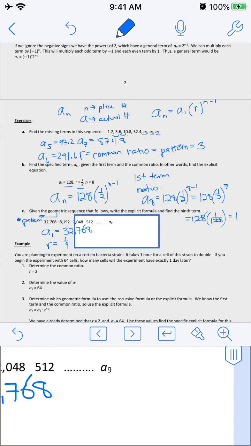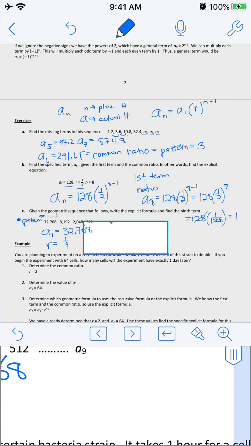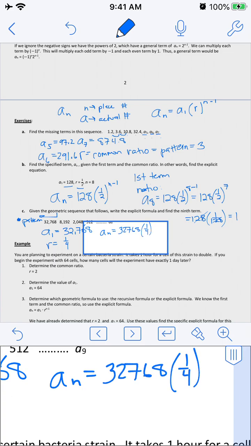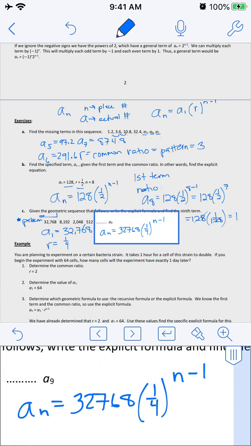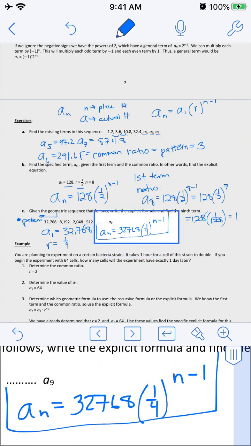And then they want us to find A9, but until we have an equation, that's going to take a lot of work. So let's just make an equation. An equals 32768 times 1/4. And again, we want to make sure we're not multiplying too many times. We have to counter for the fact that the 32,768 never actually did get divided by 4. It was the first one, and then to get to the next one we had to divide by 4, so we put in that n minus 1. And we have our explicit equation. Explicit just means explaining.